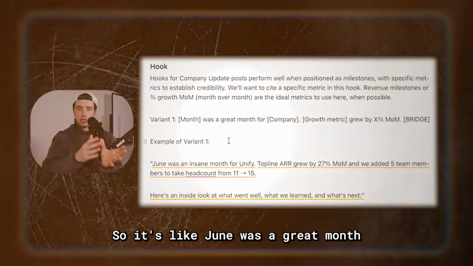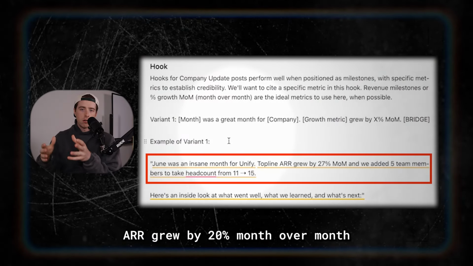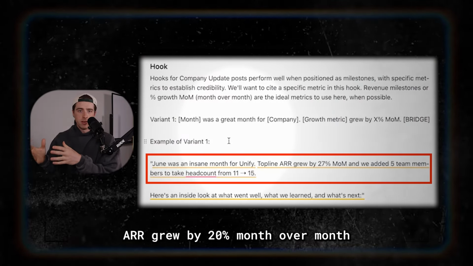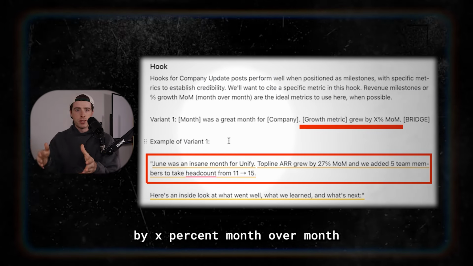So as far as a specific template that I like to use for the hook, typically it goes something like this. So it's like, "June was a great month for company. ARR grew by 20% month over month." So, growth metric grew by X% month over month.